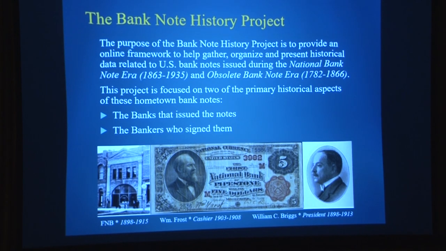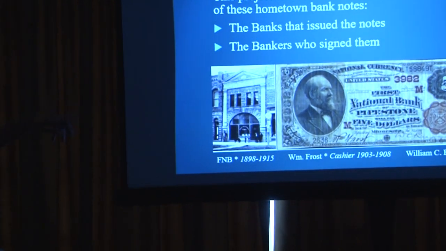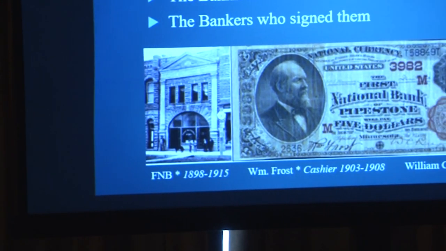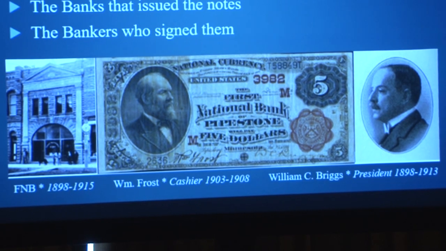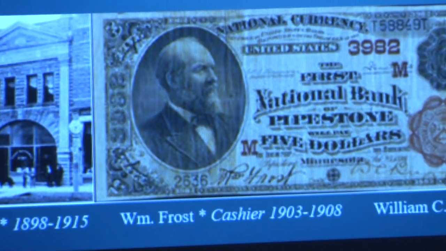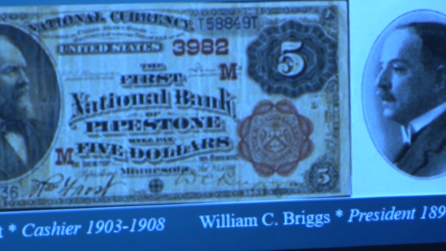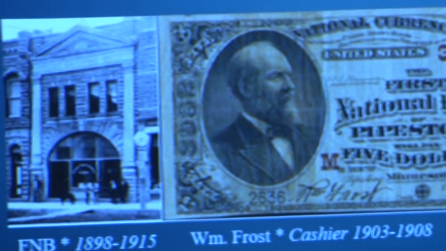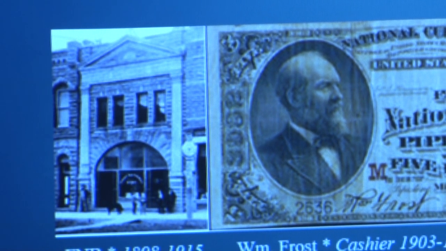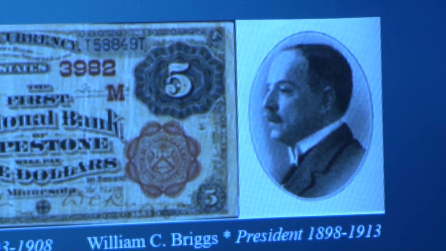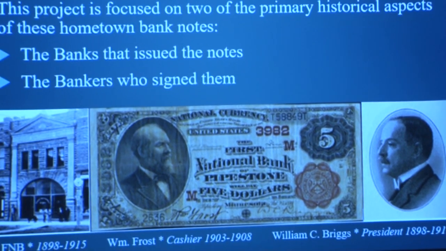Now, at the bottom, these images here are kind of a logo for the project, and illustrate what we're trying to do with this. First we've got the note there in the middle, a nice $5 Brownback on First National Pipestone, Minnesota, which happens to be a hometown bank for me. Great Pen signatures there, William Frost and W.C. Briggs. You can see from the overlap in their 10 years there that this note would have been issued somewhere between 1903 and 1908. And to the left here, we've got a picture of the building that the First National occupied between 1898 and 1915. So that was contemporary when the Brownback was issued. And then on the right, we've got a picture of W.C. Briggs, who was president and signed this. So you can see it includes all what we've got going with the project here.